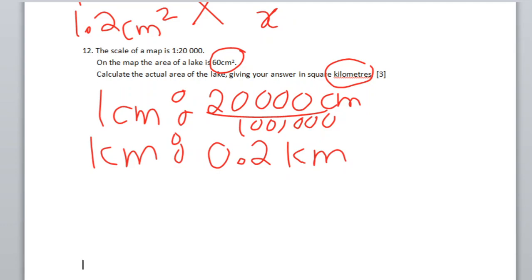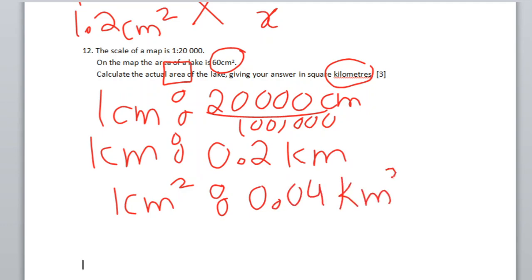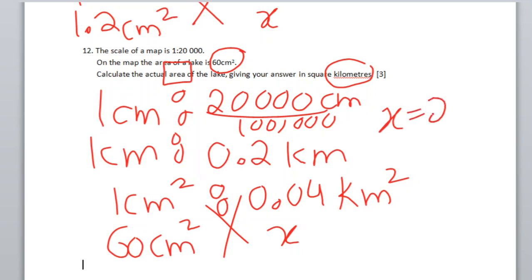Next we need the ratio of the areas. For that, square both sides. 1 centimeter square corresponds to 0.04 kilometers square. We've taken square on both sides. Next, write 60 centimeter square here, write x here, cross multiply, answer is 60 times 0.04, which is 2.4 kilometers square, the answer for part 12.